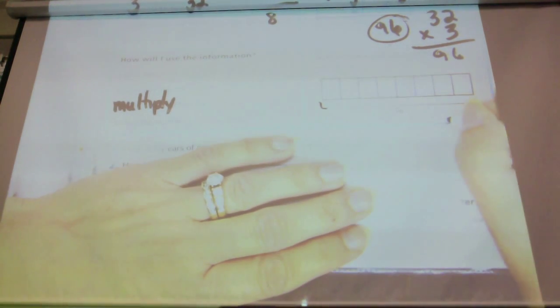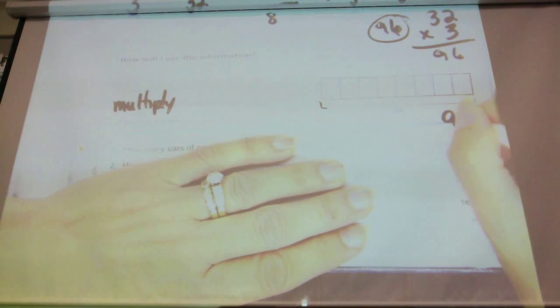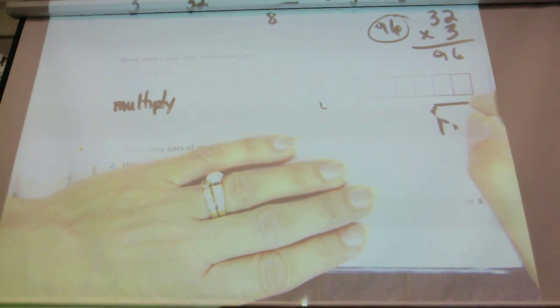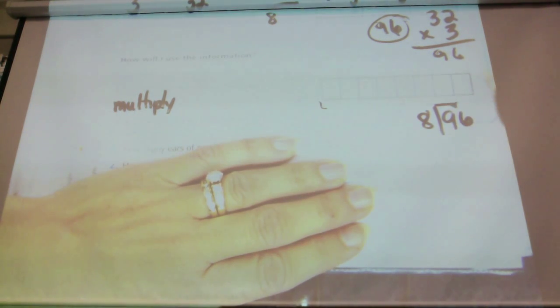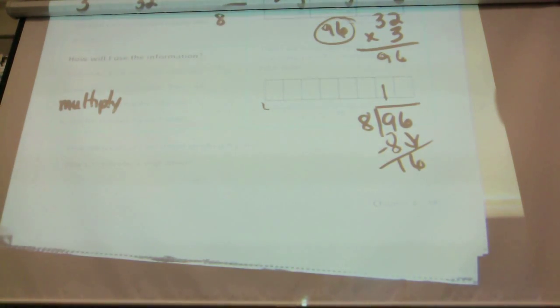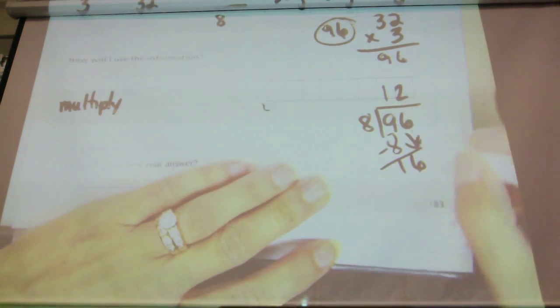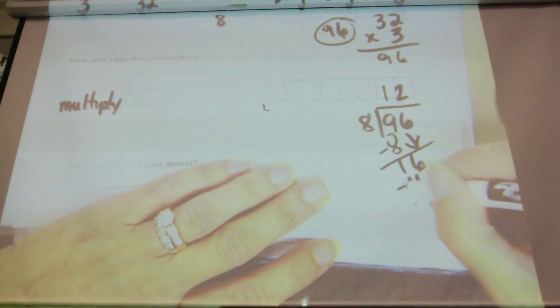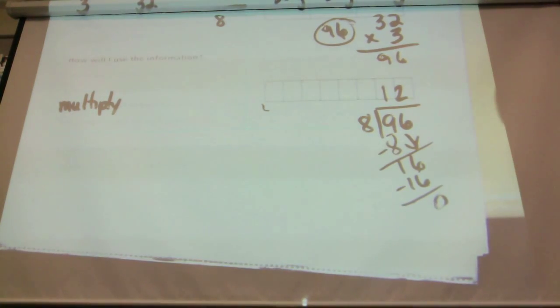Division. So I'm going to divide 96 divided by how much? 8. How many times does 8 go into 9? 1. We're going to stop fooling around. I subtract. I get 1. I bring down my 6. Now I'm going to decide how many times does 8 go into 16? 2. 2 times 8 is 16. Do I have a remainder? No, I do not.